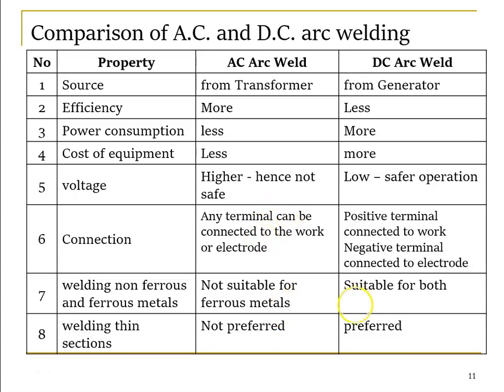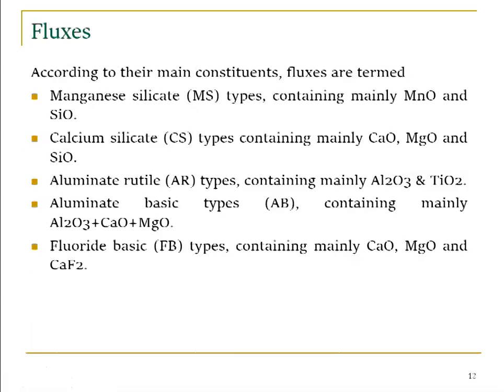But if it is DC, the positive terminal, meaning the anode, is connected to the work, and the negative terminal is connected to the electrode. Welding of non-ferrous and ferrous metals is not suited for AC but is suited for DC. Welding thin sections is not preferred in AC, but in DC arc welding it is preferred. So this is AC as well as DC welding.